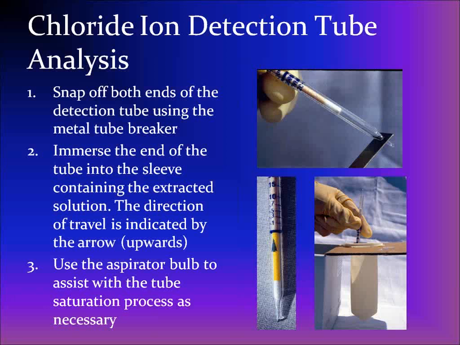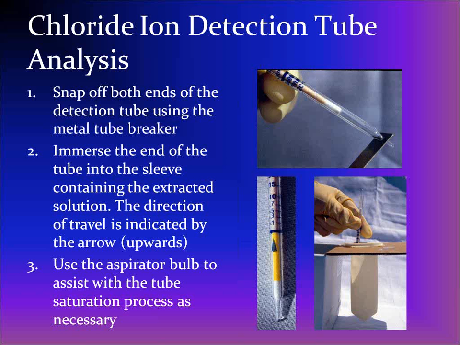Remove the chloride ion detection tube from the kit, making sure you do not touch the ends with your fingers. Use the metal tube end snapper to break off both ends of the tube. The ends of the tube will be very sharp. Keep the tube ends away from your eyes and fingers. Place the prepared tube into the test sleeve with the arrow and smaller numbers on the tube at the bottom. The arrow indicates the direction that the solution will flow through the tube, for example, upwards.